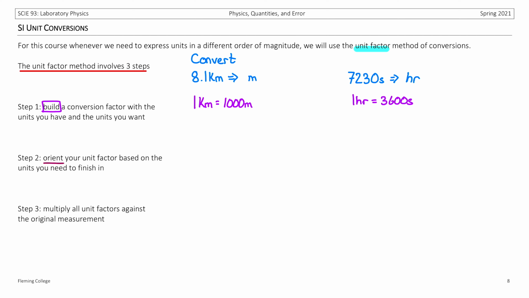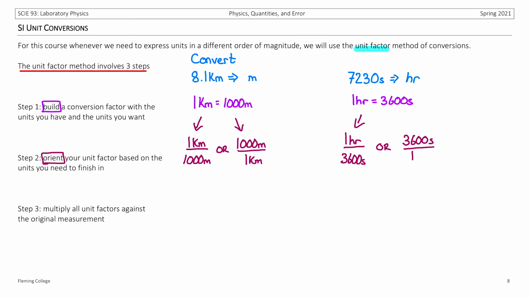The second step is to orient your unit factor. So from our conversion factor, we can say one of two statements. We can write this as 1 kilometer over 1,000 meters, or we can write that as 1,000 meters over 1 kilometer. Each of these things are equal to 1, and only one of them is going to be useful to us. So before we determine which one's useful, let's look at the other example where we could say either 1 hour over 3,600 seconds or 3,600 seconds over 1 hour.